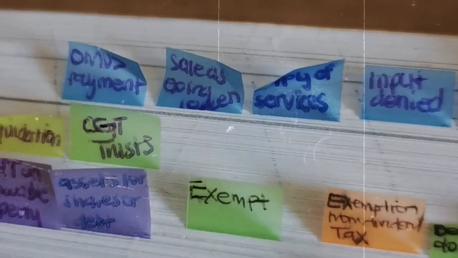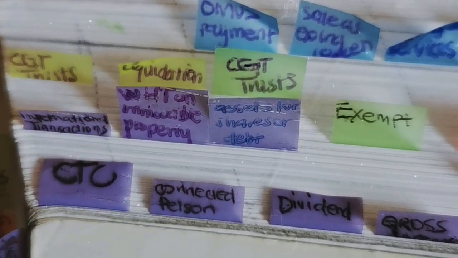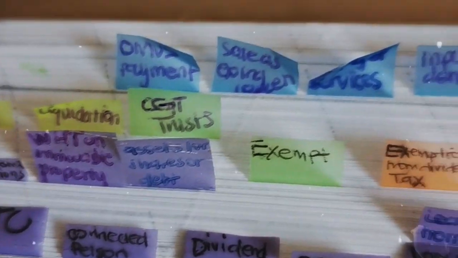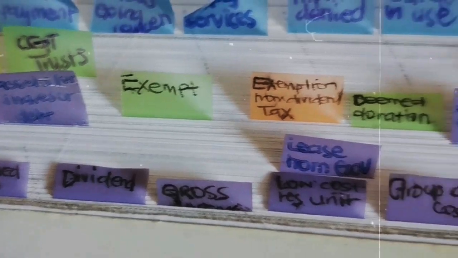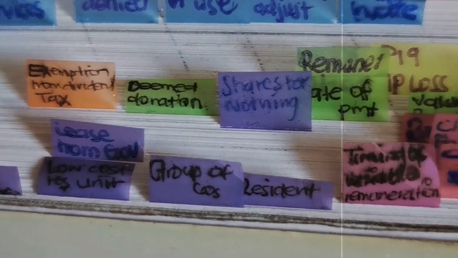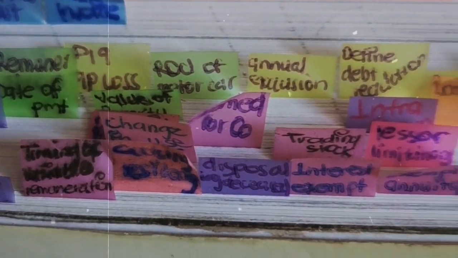Throughout the year, this is all the flags that I collected. I know that they look crowded and really crazy, but I promise you, you can see what's what. For example, you can see that flag is for CGT trust, this is for CTC, dividends are here, gross income is there, change in use, remuneration, paragraph 19, all those nice things.